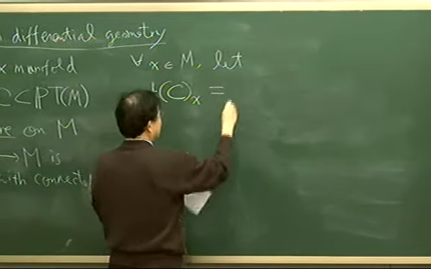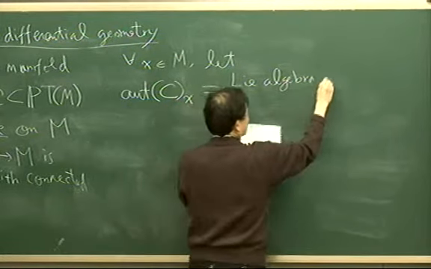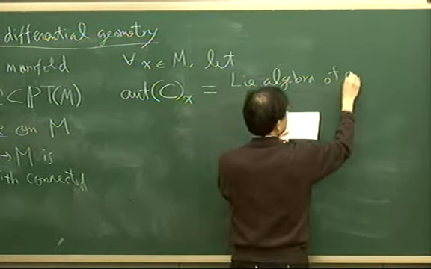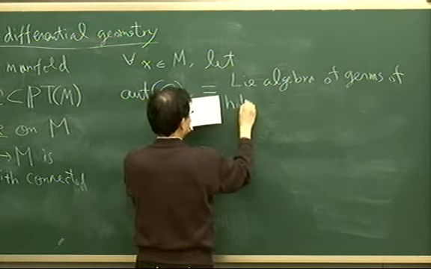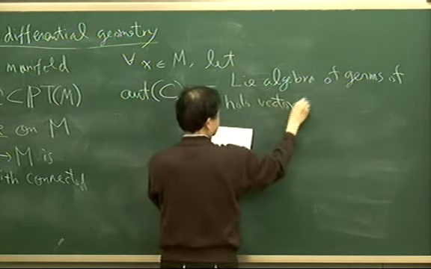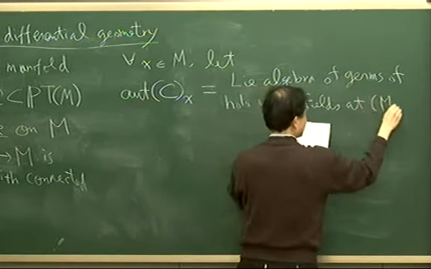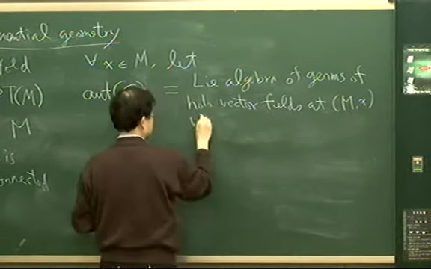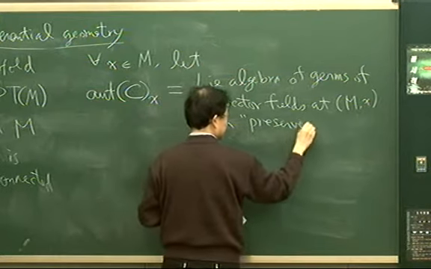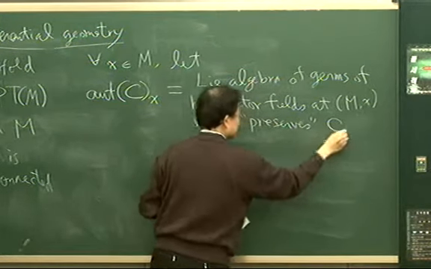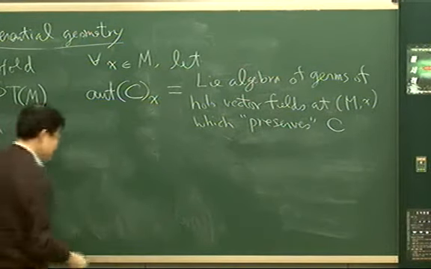This is the Lie algebra of germs of holomorphic vector fields at x in M which preserve C. What do I mean by this? Preserves. Let me just draw the pictures.